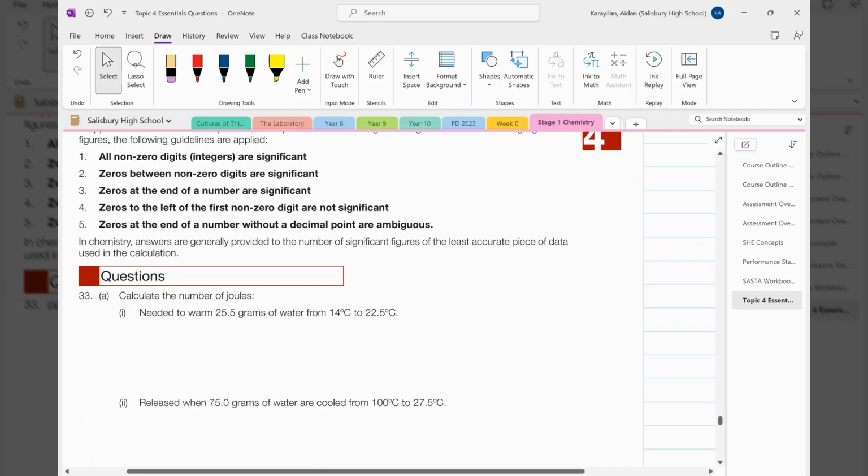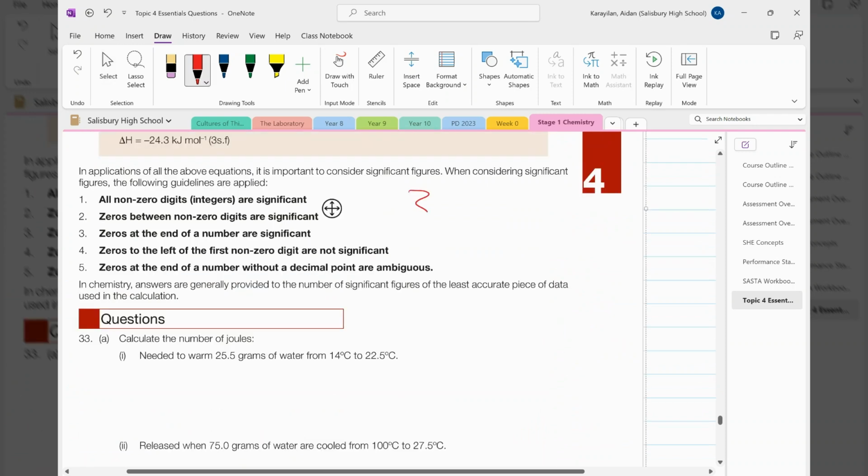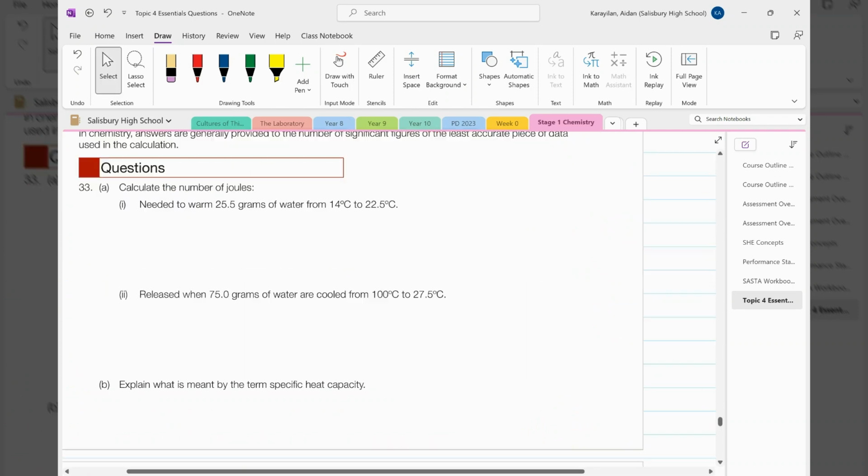So let's give it a go. Remembering that here we have our significant figures, which I've taught you before, so that shouldn't be too much of a surprise. So hopefully we'll get question 33 in before I have to do another part. It says, calculate the number of joules needed to warm 25.5 grams of water from 14 degrees Celsius to 22.5 degrees Celsius. So that is asking for Q, the amount of energy.